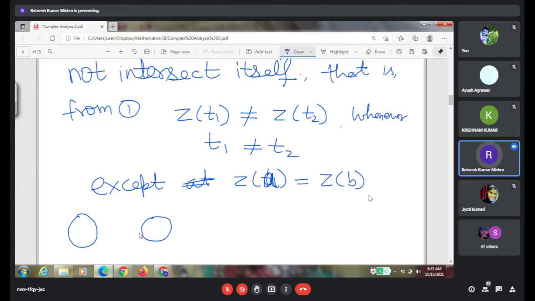Means what? There is a one-to-one correspondence. If suppose f is any function from A to B, how do we define one-to-one? We take any two elements in A, and if f of A1 is not equal to f of A2, it means A1 not equal to A2. Similar kind of thing happens here. The curve is simple, means there is a one-to-one correspondence.